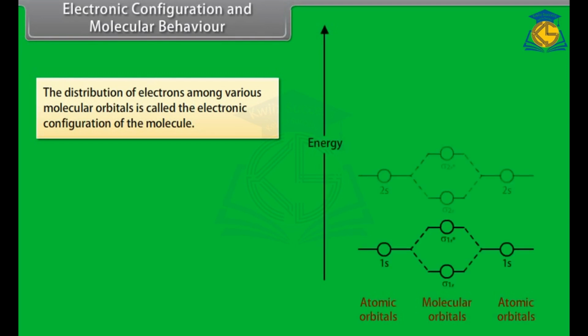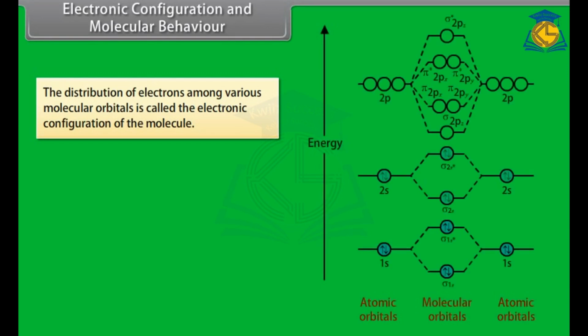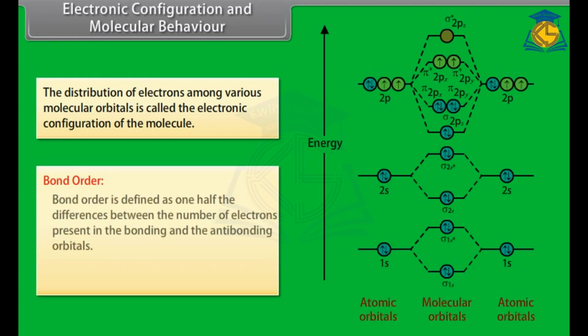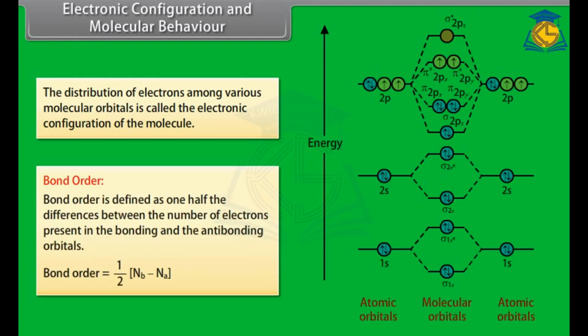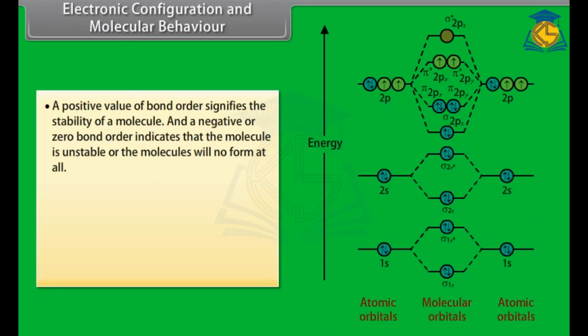The distribution of electrons among various molecular orbitals is called the electronic configuration of the molecule. Bond order. Bond order is defined as 1/2 the difference between the number of electrons present in the bonding and the anti-bonding orbitals. A positive value of bond order signifies the stability of a molecule, and a negative or zero bond order indicates that the molecule is unstable or the molecule will not form at all.